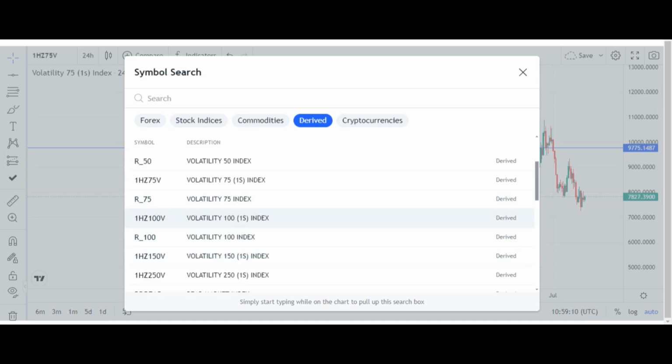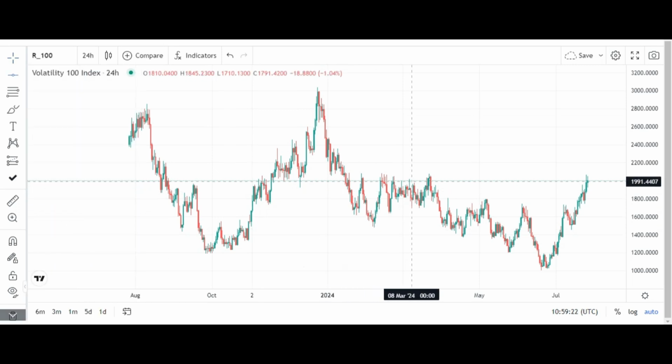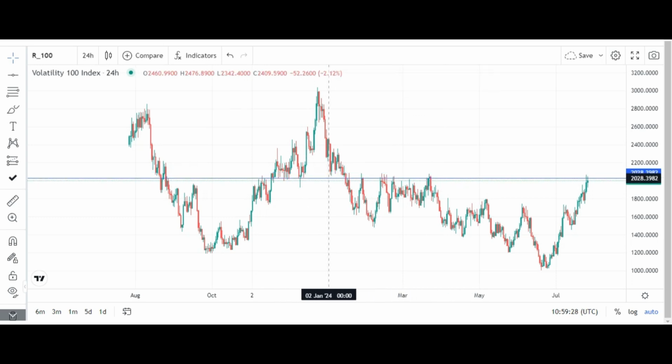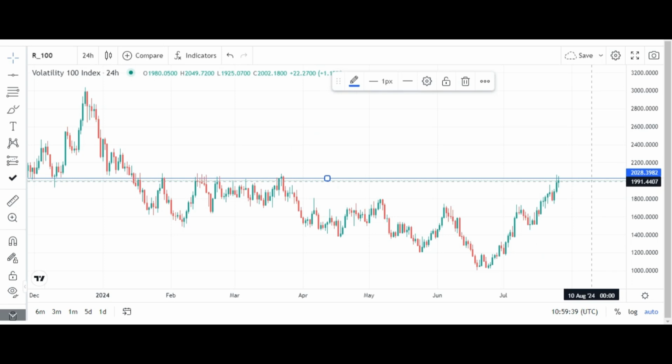Let's look for another chart. Let's look for the Volatility 100 index. Check that out. You can put a horizontal line anywhere. As you can see, there's a very good resistance level. It's been touched multiple times, 1, 2, 3, 4, and it's most likely going to reject. It's already rejecting here at this point, because it's a good resistance area.